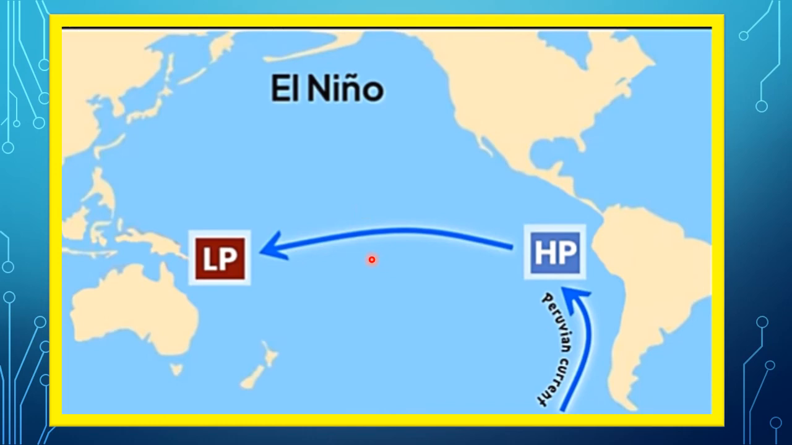near the South American coast. You can see this is the Peruvian coast. It pushes it westwards towards Indonesia. Now when this happens, the cool water from underneath rises towards the surface of the ocean near South America. Now in some years, these trade winds become much weaker. Then what happens? Let us see in the next slide.